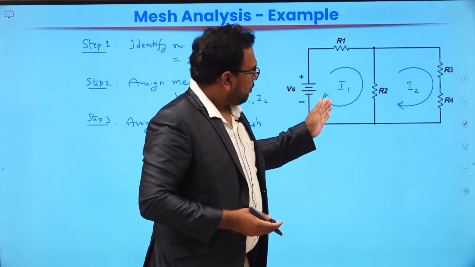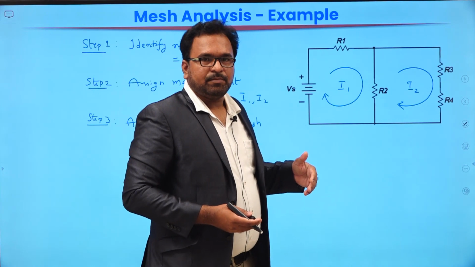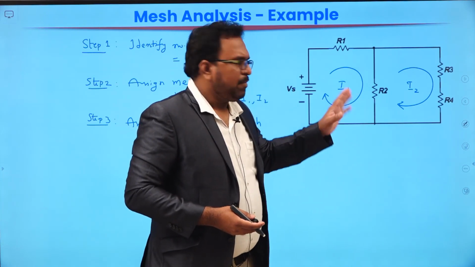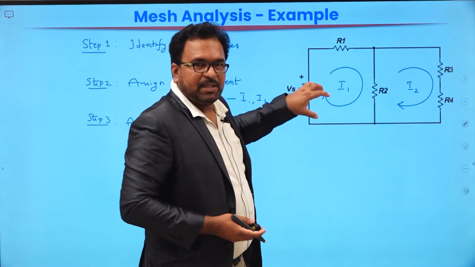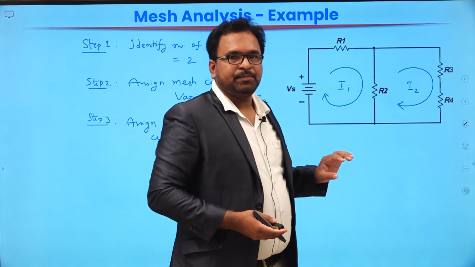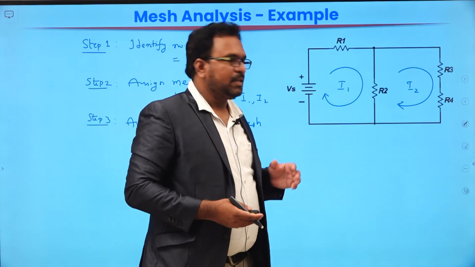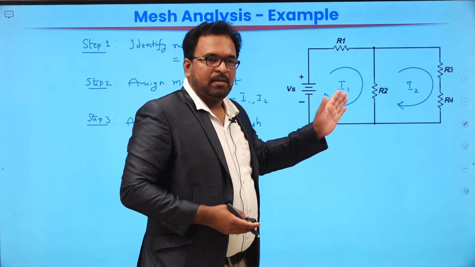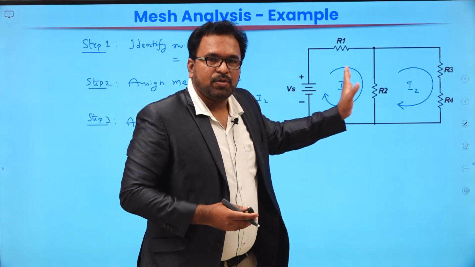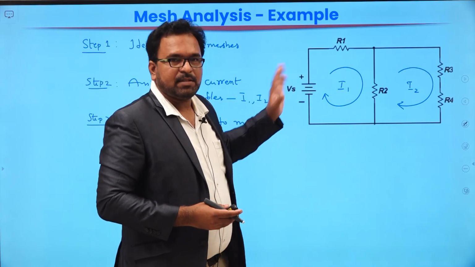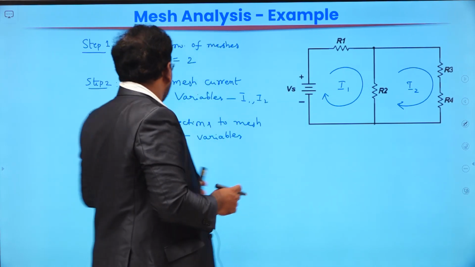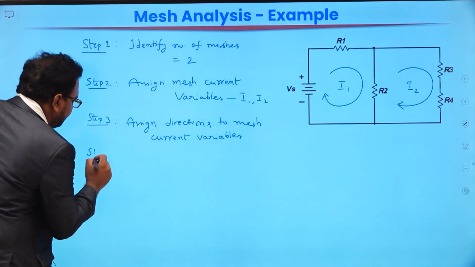If you don't like the clockwise direction, you can choose anti-clockwise also in both the mesh currents. But don't choose clockwise in one mesh and anti-clockwise in another mesh. You can choose like that also, but it leads to some difficulty. That's why we will always assign clockwise or anti-clockwise in both the meshes, or in all the meshes in the circuit. Okay. Next, what is step number 4?